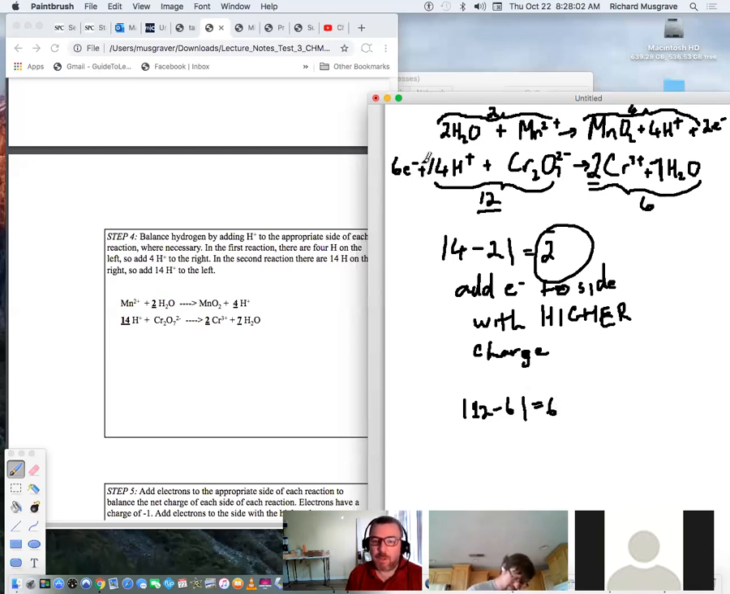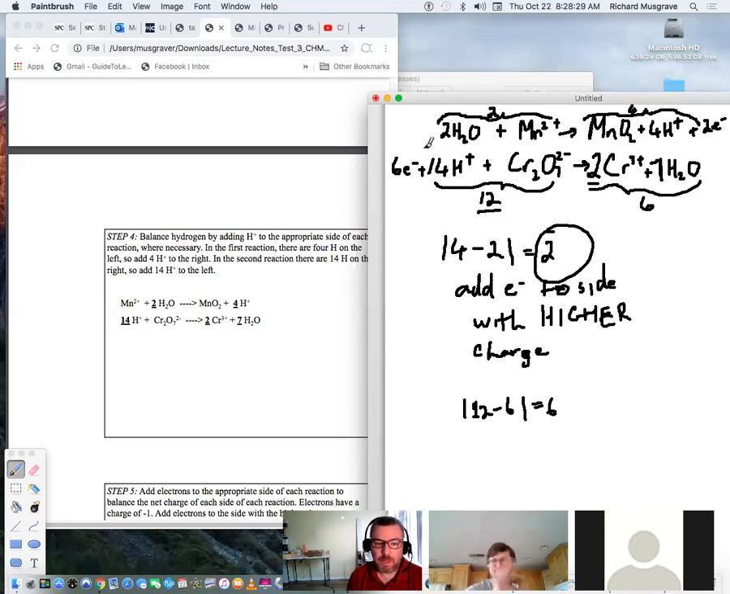Now you'll always notice that the electrons will always be on the opposite sides of the 2 reactions. If you're getting a case where the electrons are on the same side, like the product side or the reactant side of both reactions, it means you've done something wrong. Does anybody have any questions about the 6 there or how I get that?